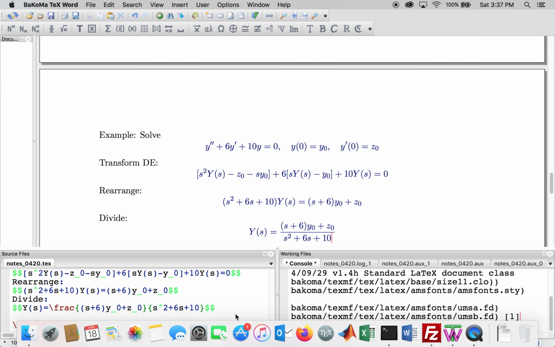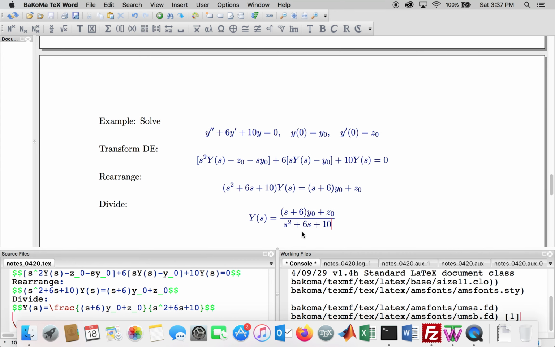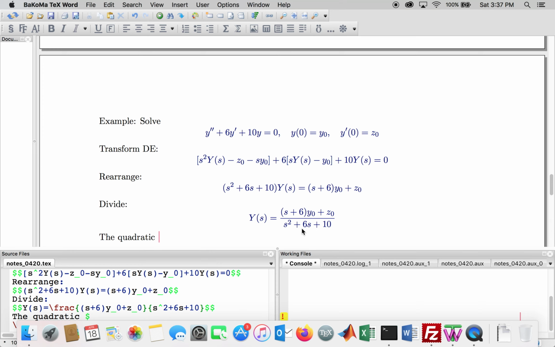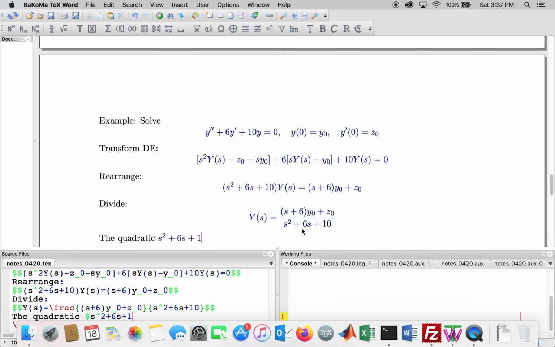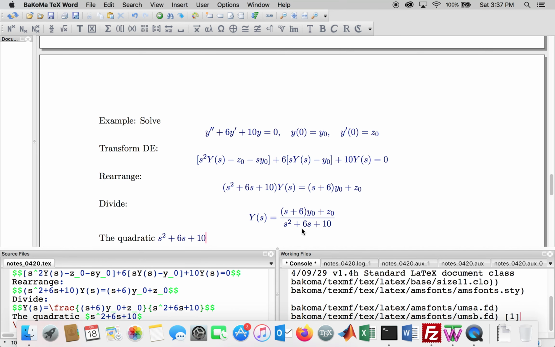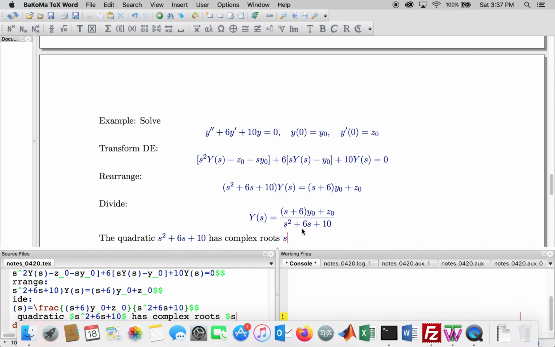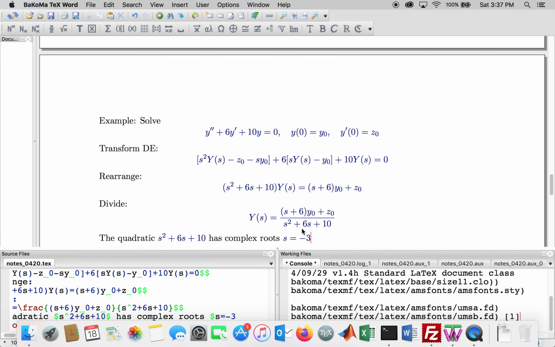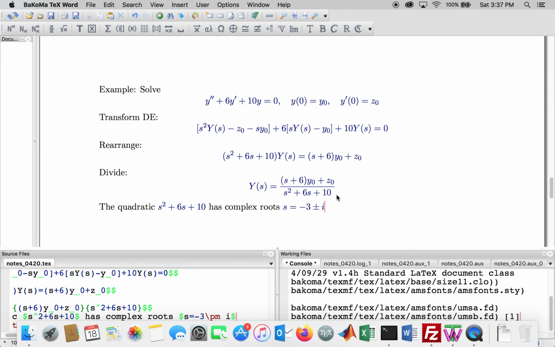All right. Now, if you were to try to factor this quadratic down below, s squared plus 6s plus 10, you would find that you could not factor it nicely. It actually has complex roots. So if you use the quadratic formula on s squared plus 6s plus 10, the roots are minus 3 plus or minus i. So you would get those from the quadratic formula.